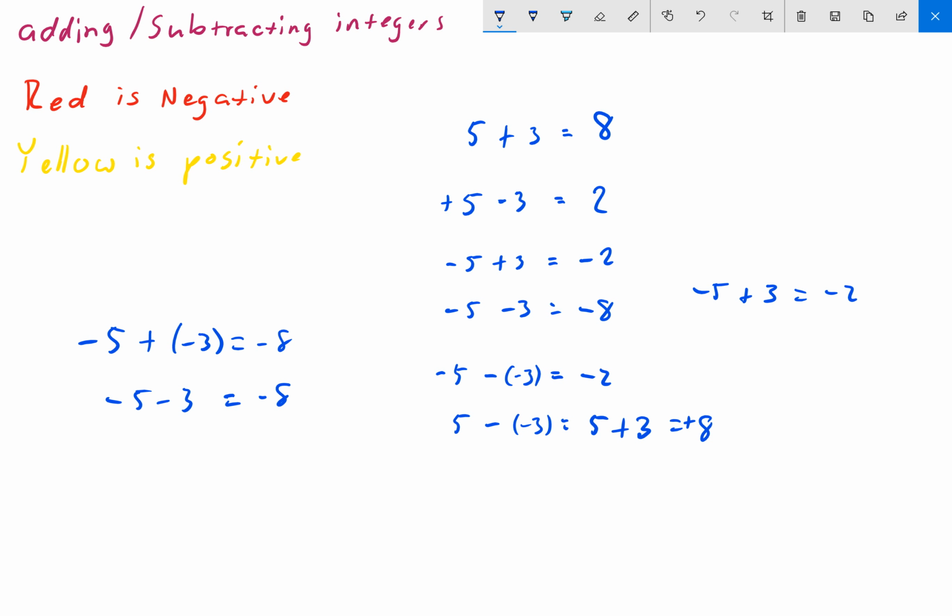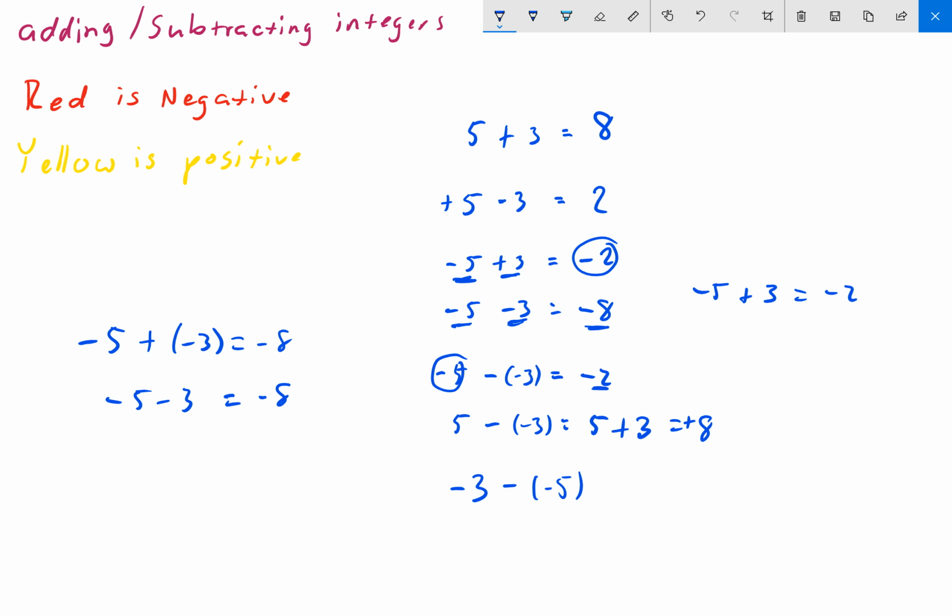Here I'm starting with 5 negatives. I'm adding 3, and I'm left with negative 2. Here I have 5 negatives, and I have 3 negatives, so I get more negatives. I end with negative 8. Here I'm starting with 5 negatives, and I'm taking away 3 negatives, and I end up with a negative 2. Real quick, what if I started with 3 negatives, and I want to take away 5 negatives?